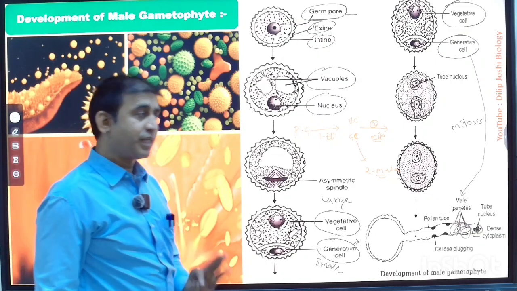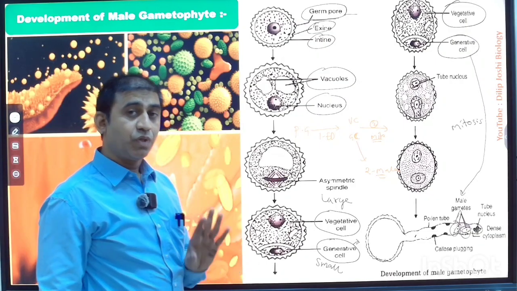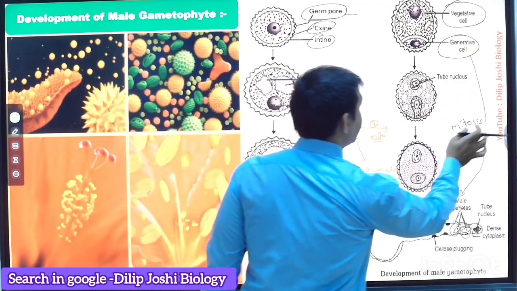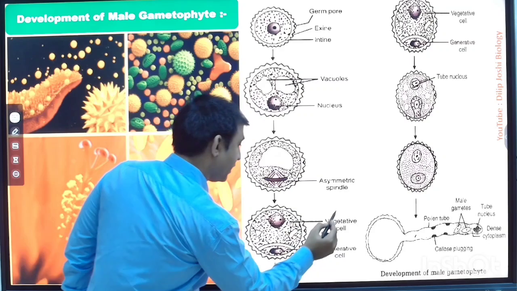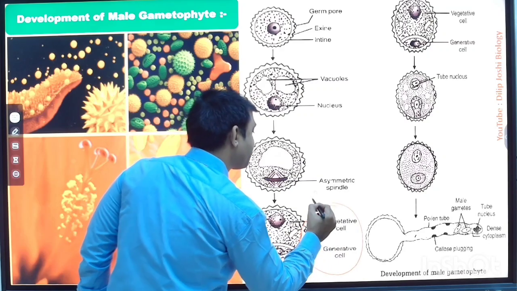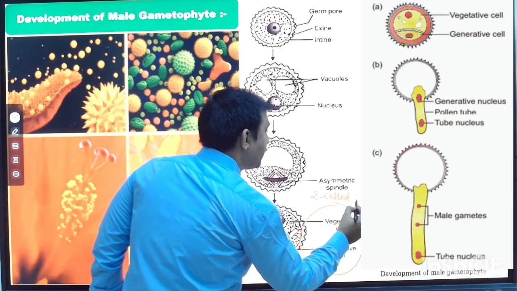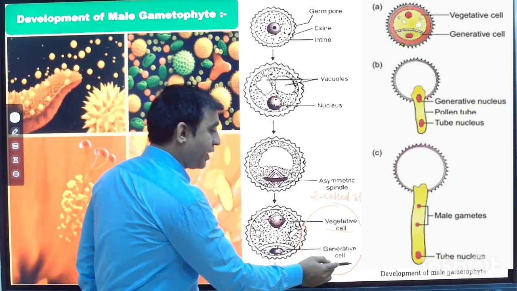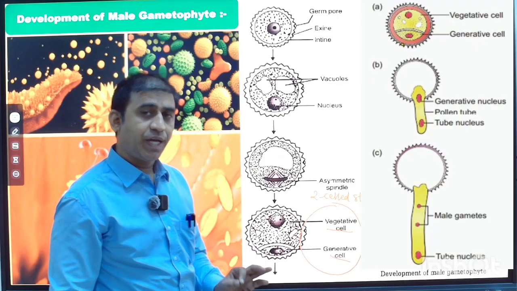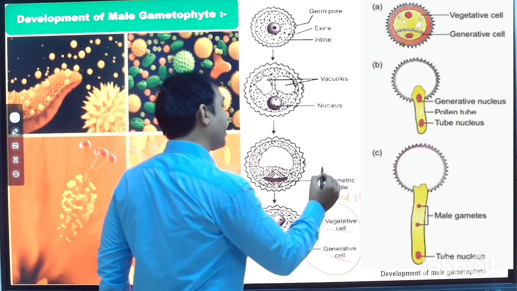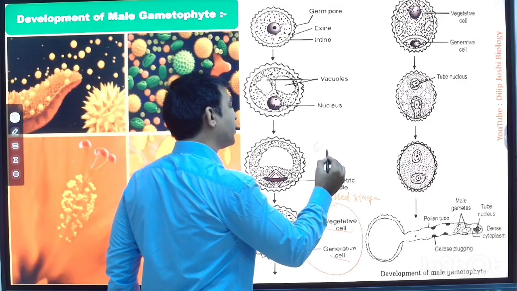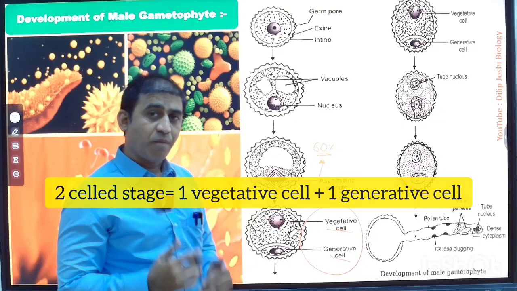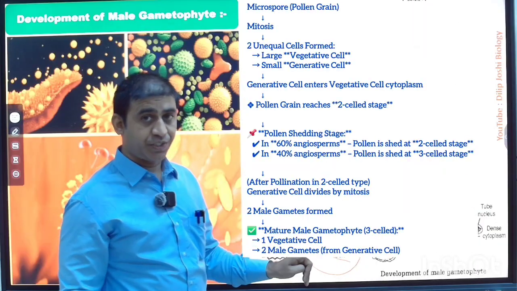Generally in 60% of plants, the pollen grain is released at the two cell stage. What does two cell stage mean? This is the two cell stage of the pollen grain, that is, a vegetative cell and a generative cell. So in 60% of angiospermic plants, the pollen grain is shed, meaning it is released from the anther, at the two cell stage.